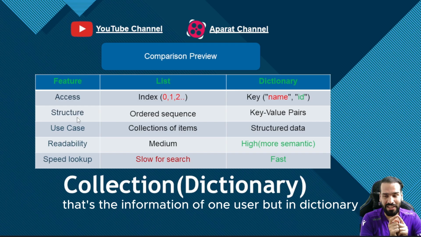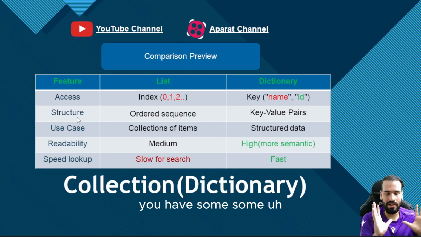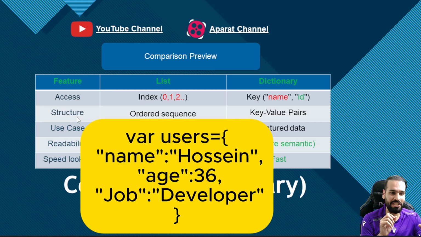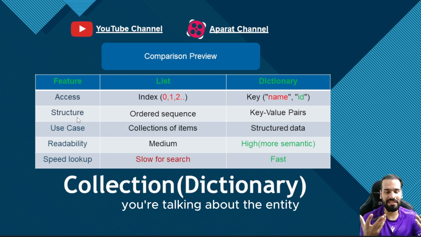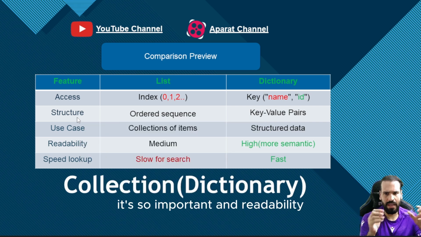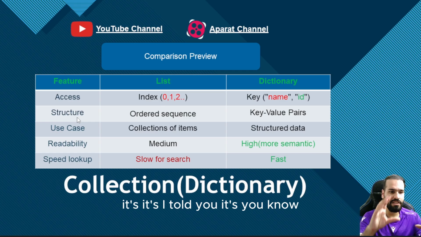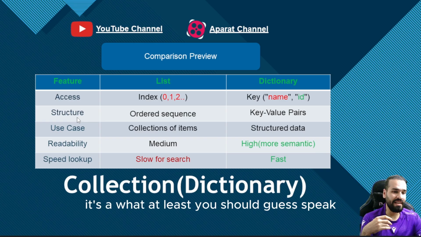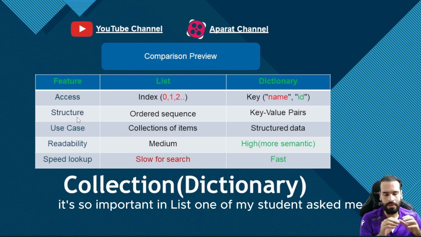But in a dictionary, you have information that says the key is name, the value is Hossein, the key is age, the value is 36. The key is job, the value is developer. It's a structure of data. It's an entity. You're talking about the entity. You know what it is. Okay, it's so important. And readability. I told you, it's an entity. But in a list you should guess. Speed lookup. It's so important.